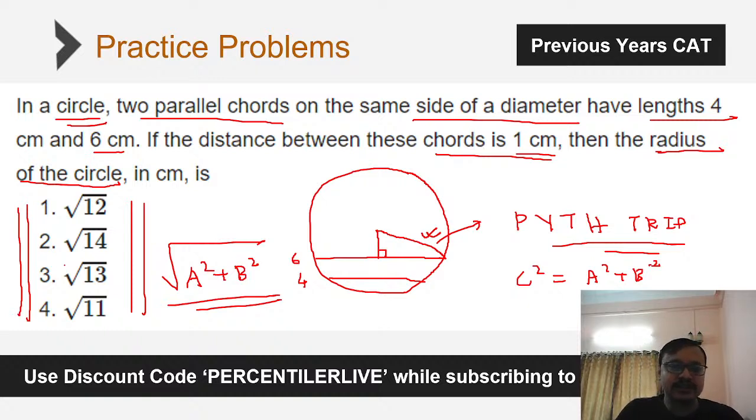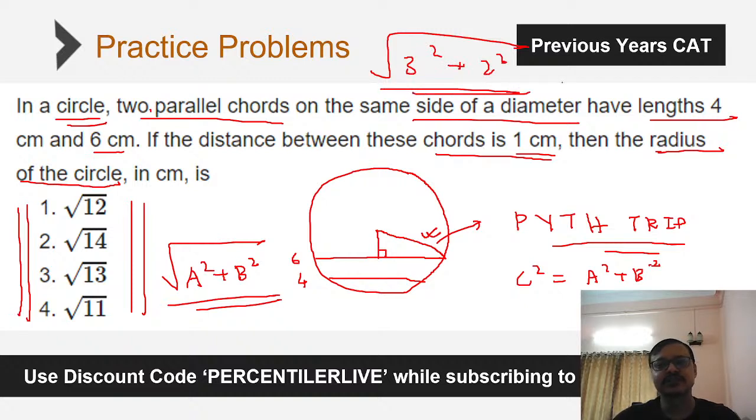Radius of the circle is how much? So if you notice, there is only one option out here which is of the form root over a square plus b square. And what is that? 3 square plus 2 square is 13. So 9 plus 4 is 13, which means the answer had to be option C, that is root 13. So again, you could have simply marked the answer as root 13.